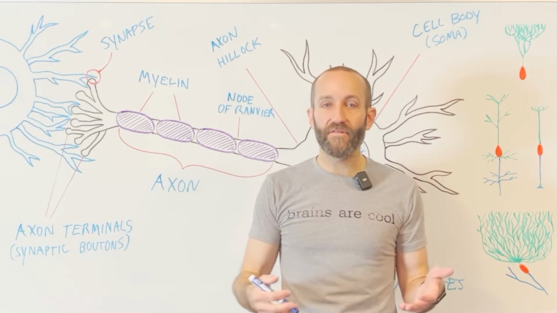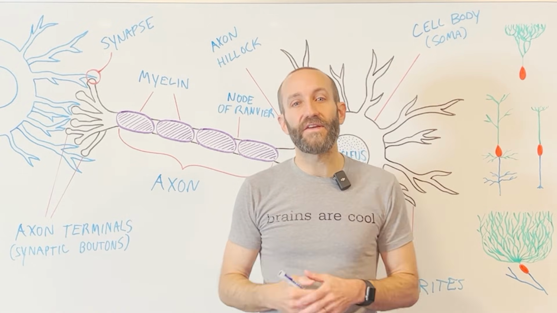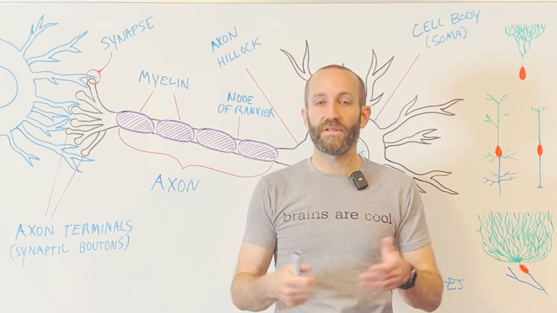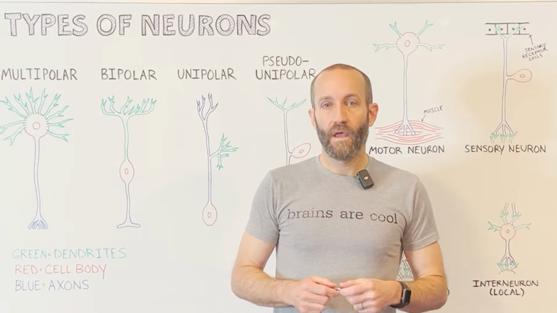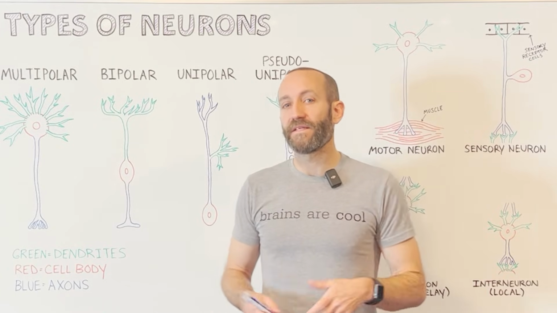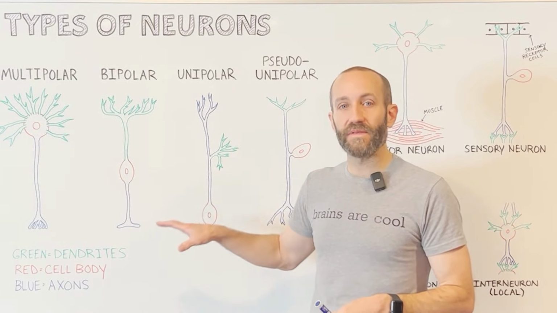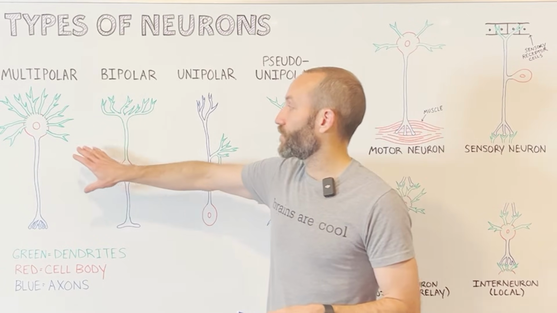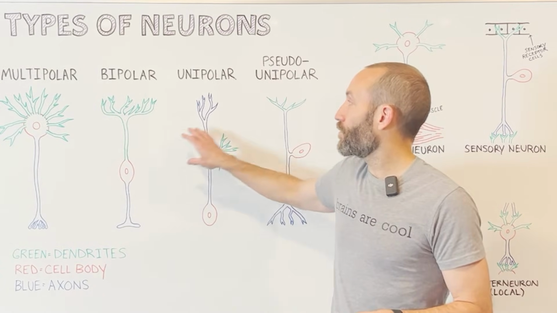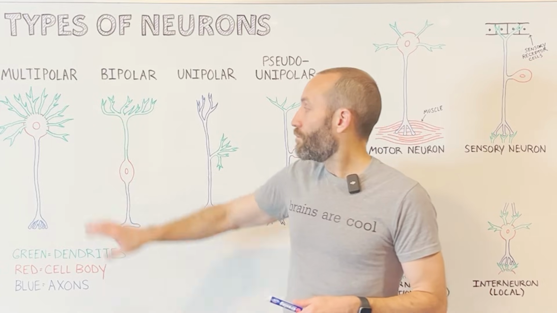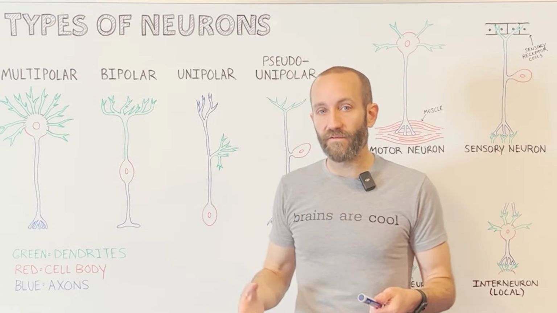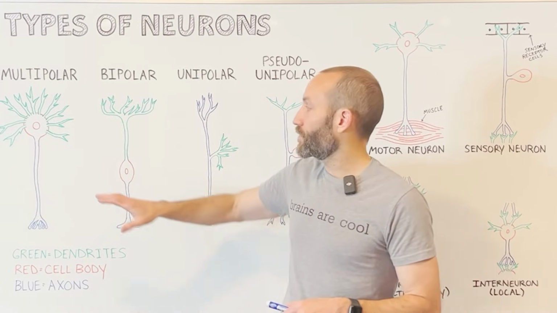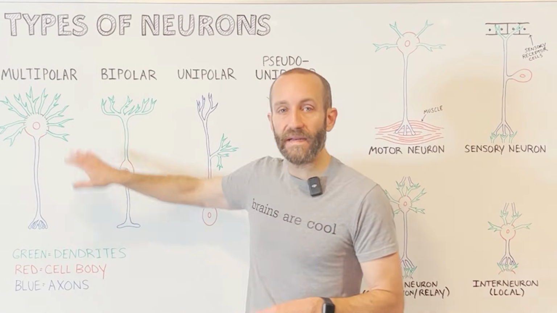Again, most neurons have those defined regions, but they still often differ from one another in other substantial ways, and we can use those differences to group neurons into some broad categories. One way of categorizing neurons is based on the number of processes that extend from the cell body. Using this method of classification, there are three main groups of neurons: multipolar, bipolar, and unipolar. Multipolar neurons are the most common type of neuron in the human nervous system and the nervous systems of other vertebrates. Multipolar neurons usually have a single axon and many dendrites.